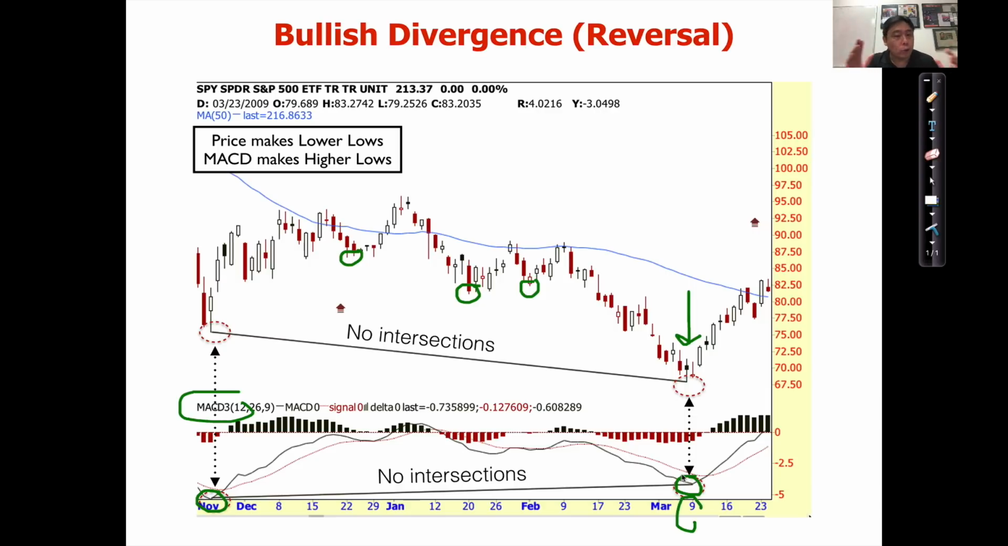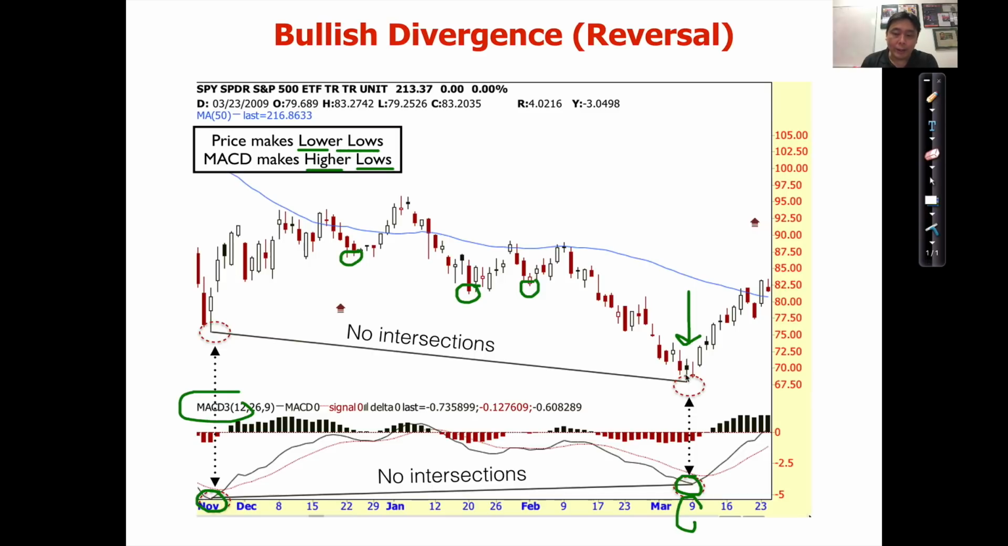Sure enough, on the chart, the price is making lower lows, and the MACD is making higher lows. So there we have it. We have got divergence. And it so happens that this candle is a bit of a pin bar. Pin bar over there.